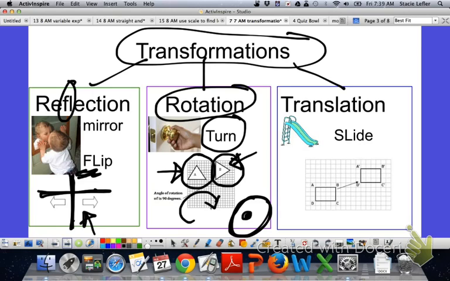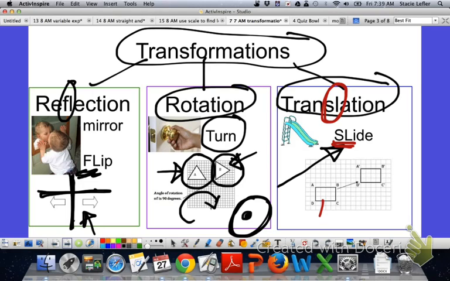And last, we're going to look at a translation. A translation is a slide across the coordinate plane. So we have a picture of a slide, and we can even find the SL inside the word translation, like the word slide. So here we have rectangle A that slides across the coordinate system to end up as rectangle B.